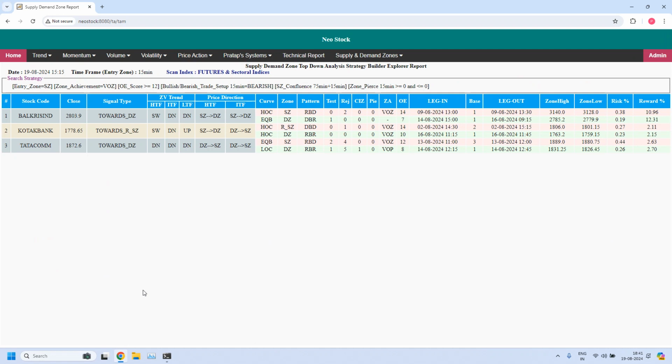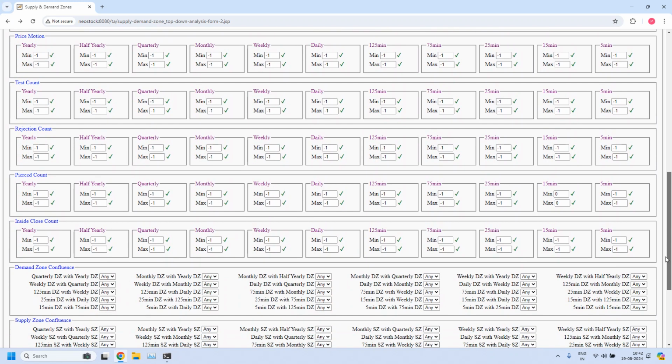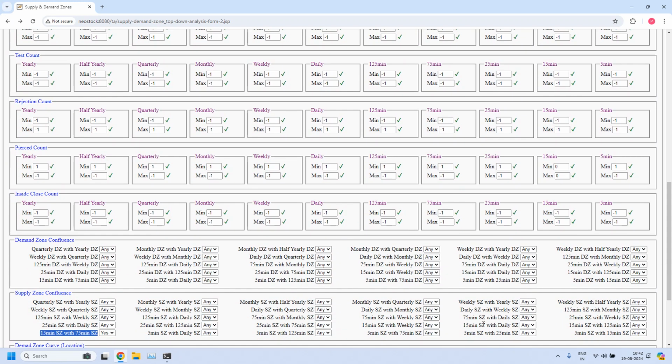All these are bearish trade setup for daily income trade, and also they are all having confluence with even 75 minutes time frame. Now let's verify daily confluence, 15 minutes, 75 minutes and daily, that is LTF, ITF and HTF confluence. So 15 minutes supply zone with, earlier already we selected 15 minutes with 75. Now 15 minutes supply zone with daily also enabled, and also 75 minutes and daily also I am enabling.